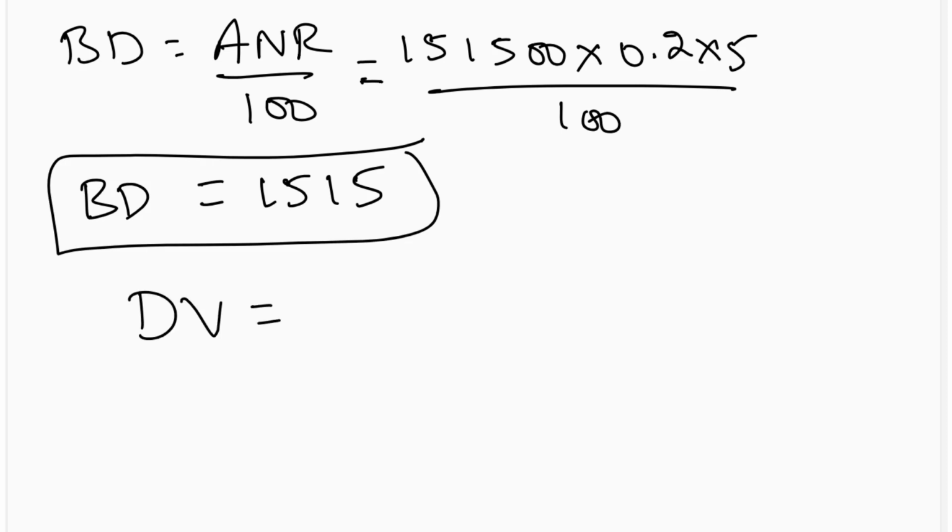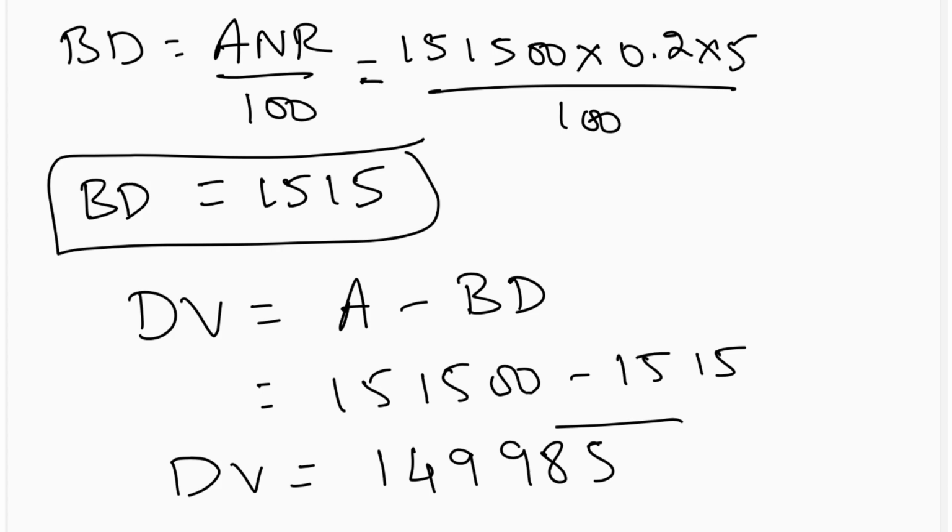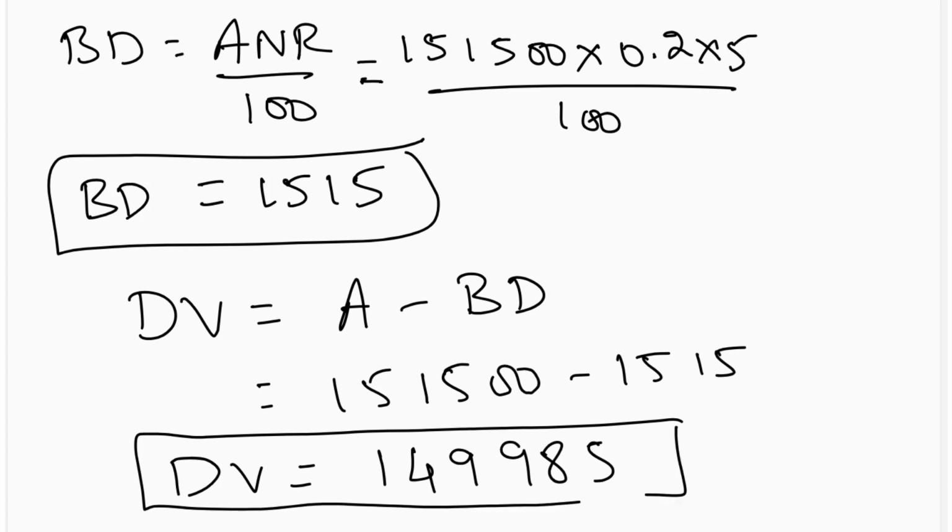Now the discounted value formula is A minus BD. So that is 151500 minus 1515. So the discounted value you will get is 1,49,985. This is the discounted value.